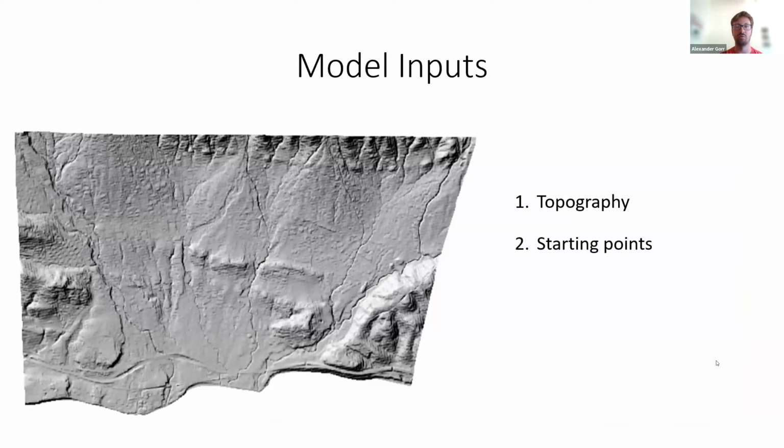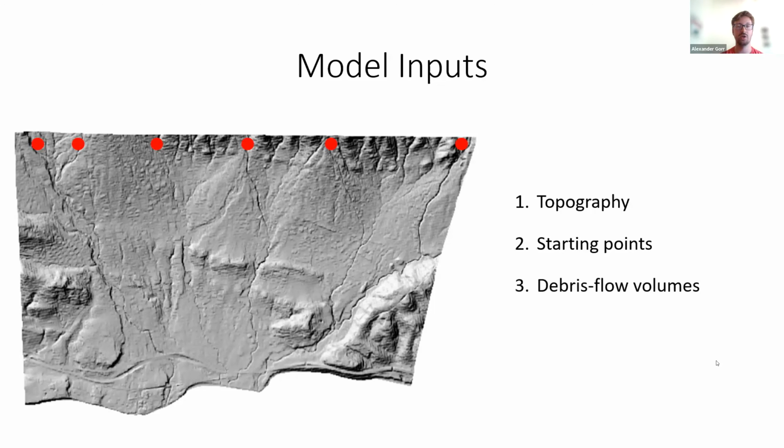Second, you need to provide the model with starting points. So this is kind of like an initiation point. It doesn't really need to be where you expect the debris flow to initiate. Most post-wildfire debris flows do not have a discrete initiation point anyways. It really just needs to be upstream of where you expect deposition to occur.